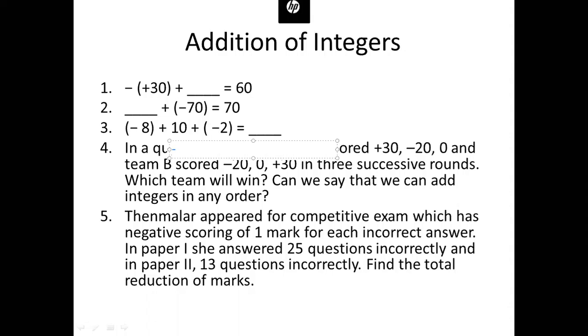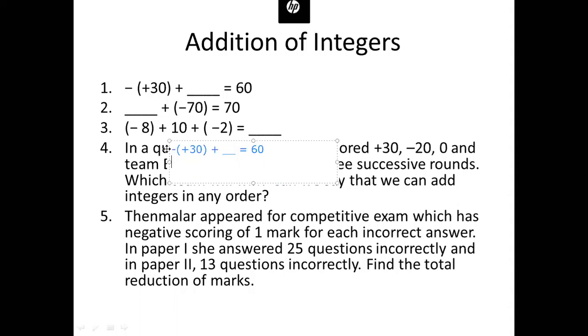The first sum: minus, plus 30, plus, fill the blanks, 60. So how do I solve it? What is this problem dealing with? Fill in the blanks, so find the missing number. How can I attain this? What I can do is move this one number next to the equal to, and bring this 60 before the equal to.